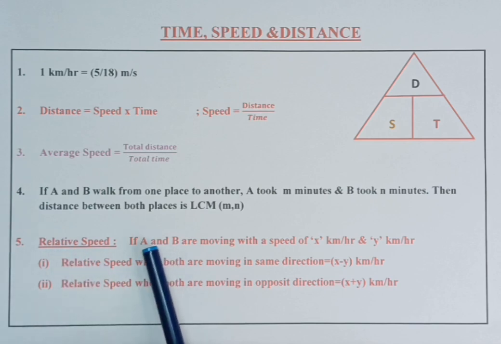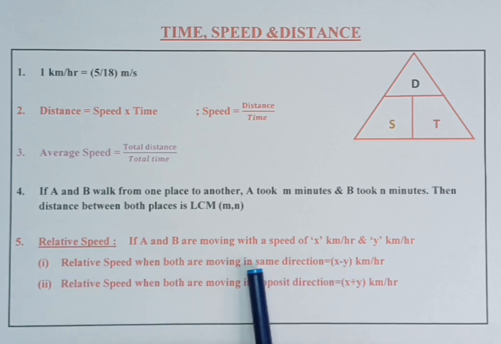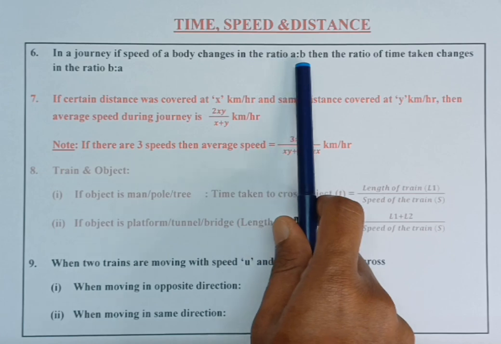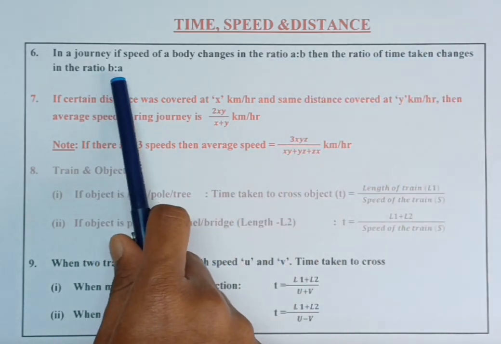Relative speed. If A and B are moving with speed x and y kilometers respectively, then the relative speed is x minus y when they are moving in the same direction. That is, relative speed will be less, and x plus y when they are moving in opposite direction. That means speed will be high. In a journey, if speed of the body changes in the ratio A is to B, then the ratio of the time taken changes in the ratio B is to A.